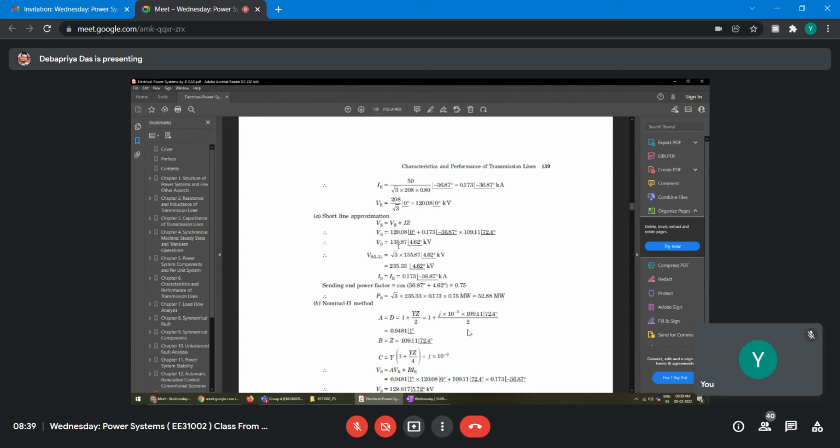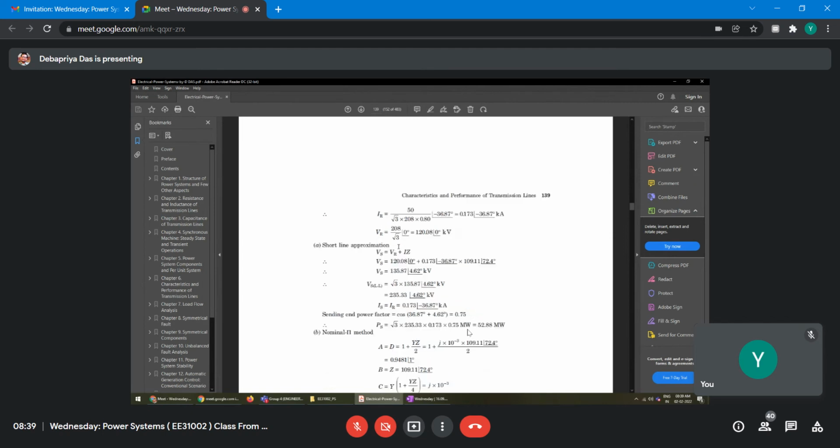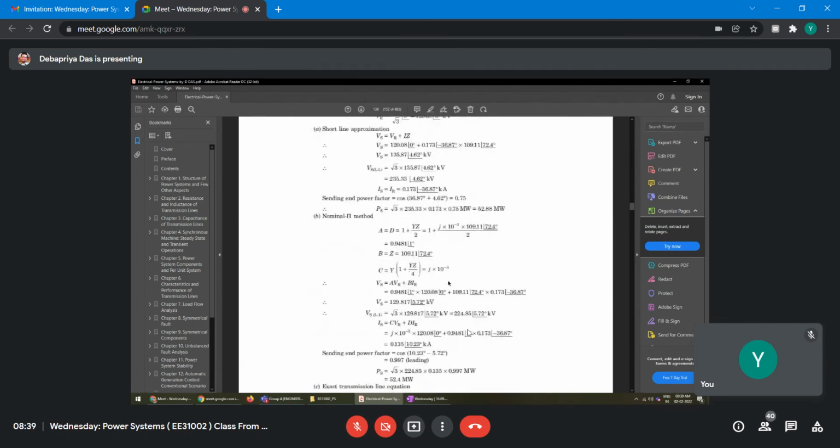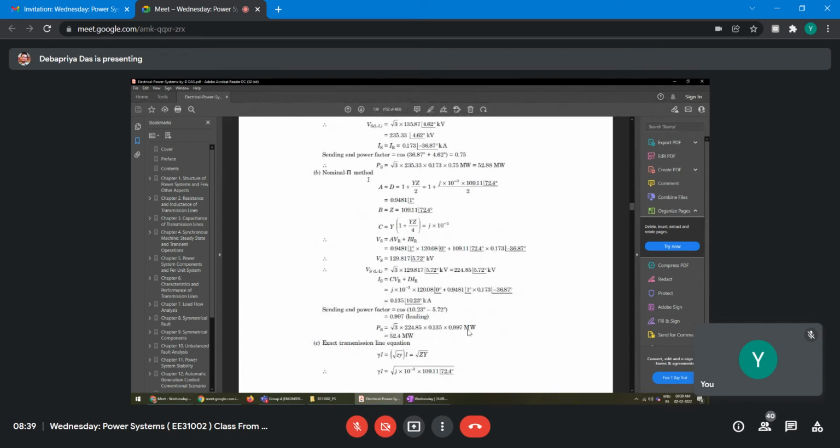So this is your short line assumption. For a 250 kV line, we are assuming a short line. The second one is the nominal pi method. For the nominal pi method, go back to the formula: A is equal to D is equal to 1 plus Yz upon 2. You put all the values and you will get A is equal to D, and B is equal to Z. C is equal to Y into 1 plus Yz by 4. Go back to that formula of C. So you get C equal to j into 10 to the power minus 3. If you compute all these, you will get it.